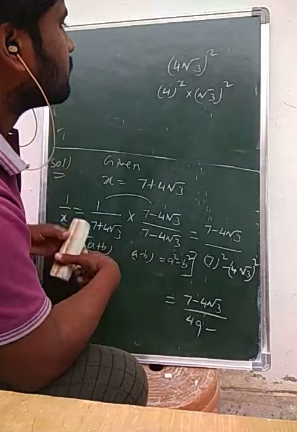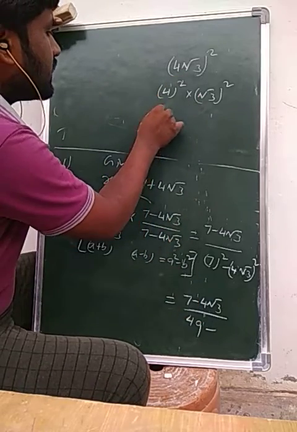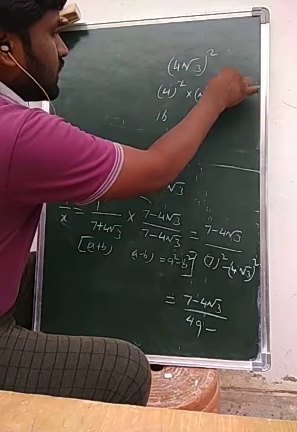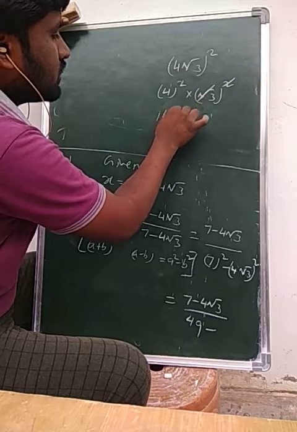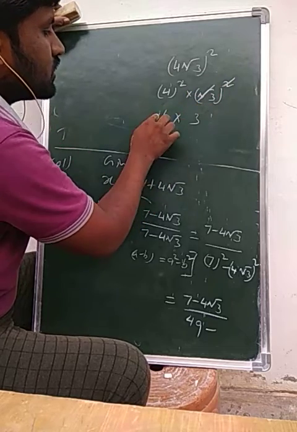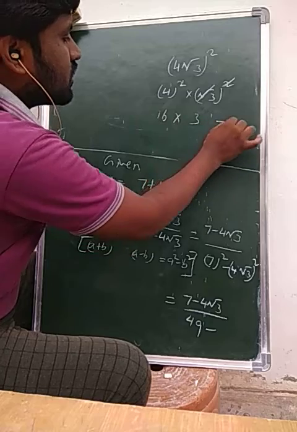Now 4 square is 16. Square and root symbol cancel, that is 3. 16 into 3. 16 threes are what?